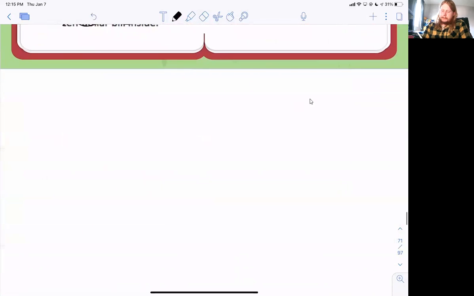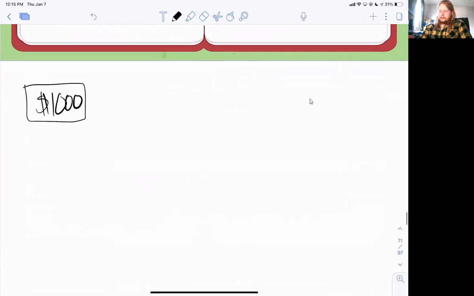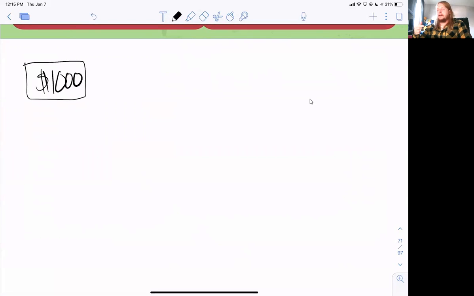So here we have a $1,000 bill. What we're going to do is try to figure out how many $10 bills it takes to get to 1,000. So what I want to do is find a pattern. I know that tens, hundreds, and thousands are all base 10. So I'm going to find out how many $10 bills it takes to get to 100. And after I figure that out, I can figure out how many 100s it takes to get to 1,000. And then we can figure the math out that way.